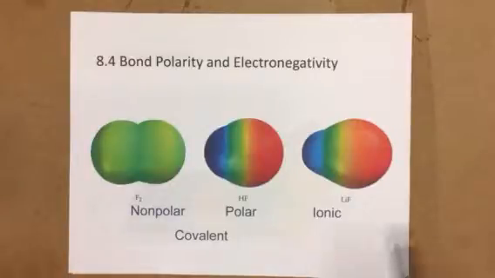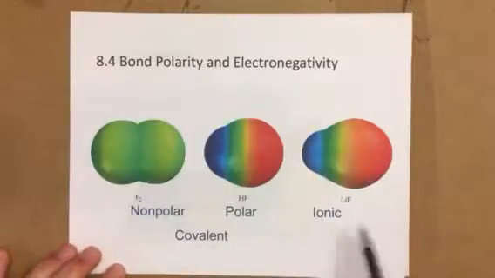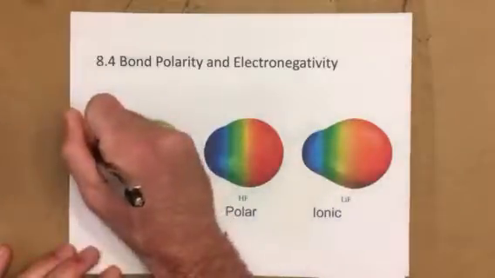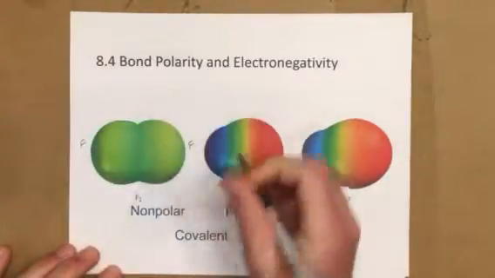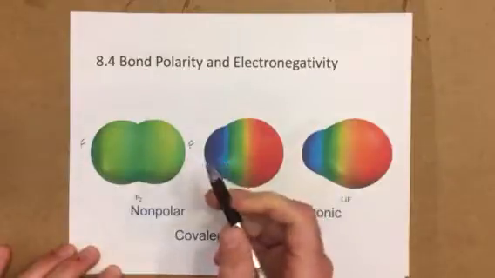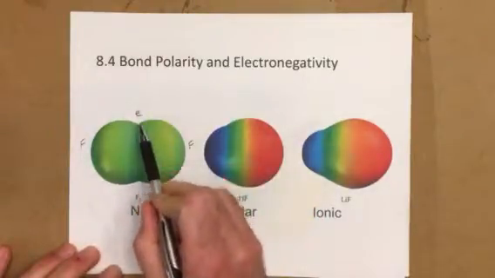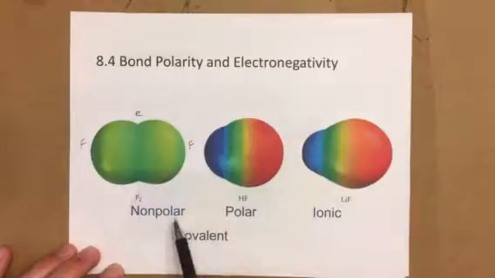We'll talk about different types of bonds and how we determine the bond type based on electronegativity. So we have pictures of three different bonds here. This one is between F2, so between two fluorines. And when two fluorines bond together, they share electrons very evenly. So the electrons that are being shared are right in the middle, and that's called a nonpolar bond.